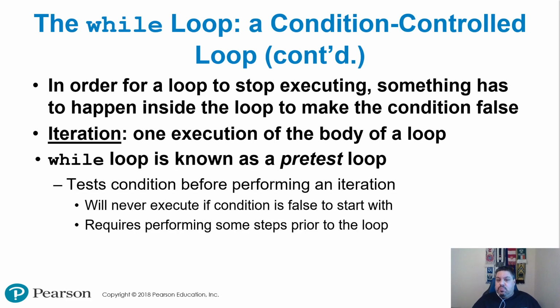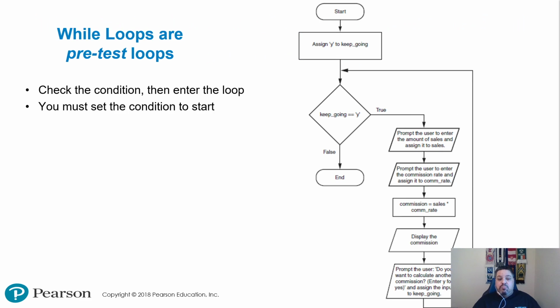So in order for the loop to actually stop looping and exit out, we need to set something that makes that condition false. What this means is that a while loop is what we call a pretest loop. And by that we mean that you test first before you get into the loop. And then once you're in the loop, you have to set a condition that exits out. Because again, when you're done with those statements, your process will go back to the top of that loop.